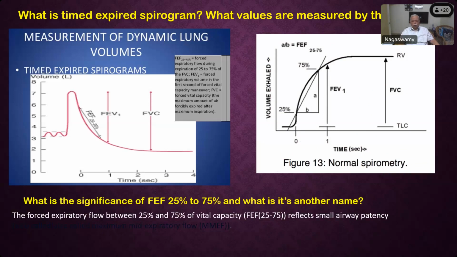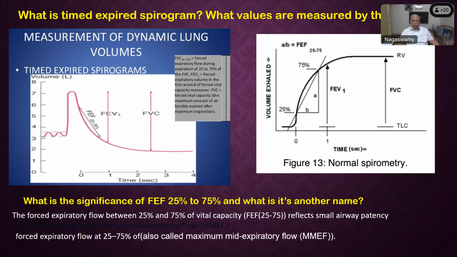It is more important in patients with bronchial asthma, where the bronchioles have smooth muscle which goes into spasm. They will not be able to expel air properly, and you can find out the severity of the small airway obstruction by measuring the 25 to 75% in the spirogram. This was earlier called maximum mid-expiratory flow. Okay, another name for this is maximum mid-expiratory flow. So that is the name given to this procedure.